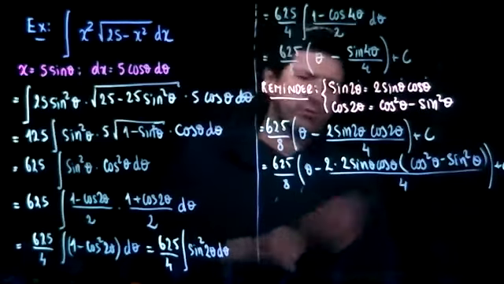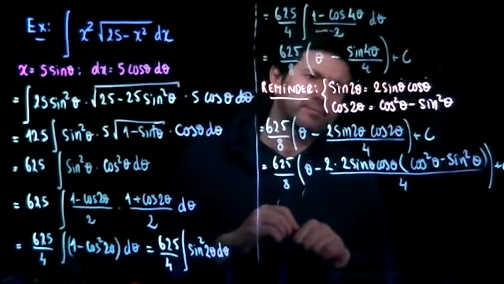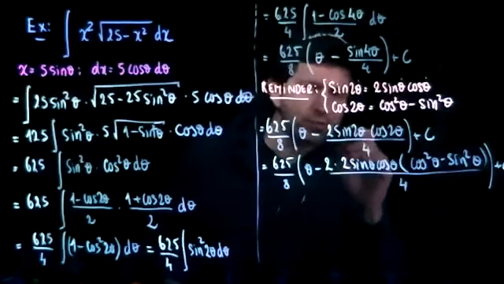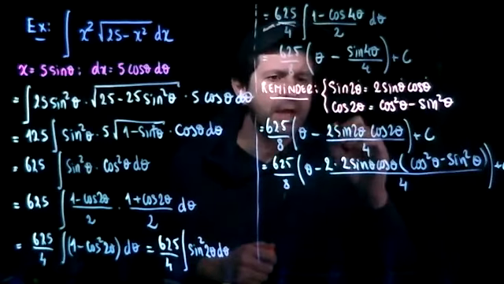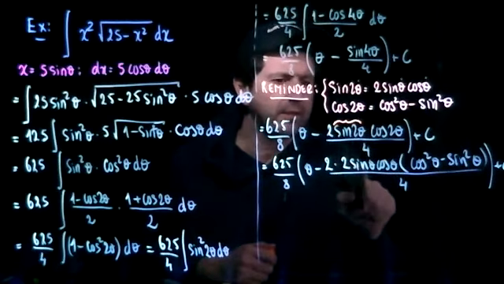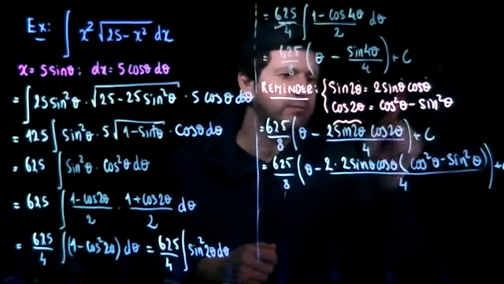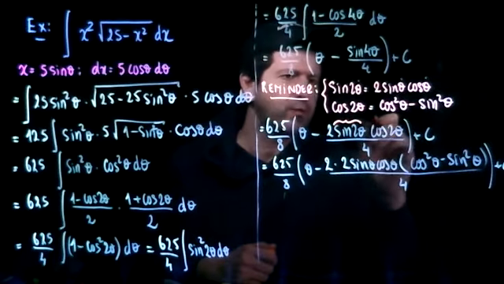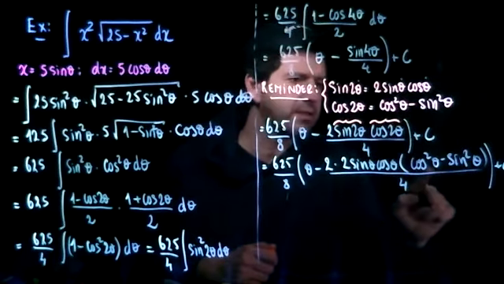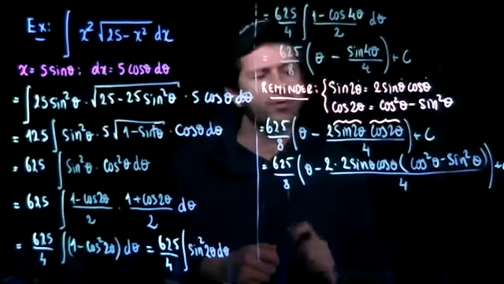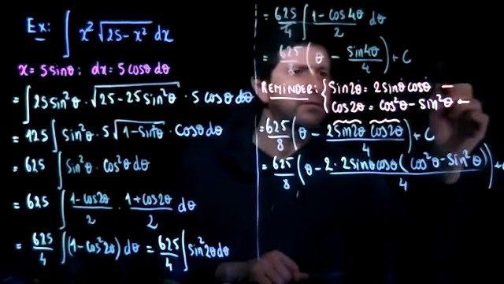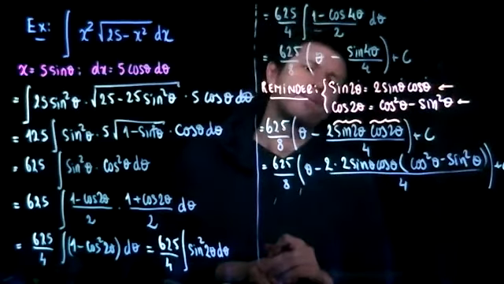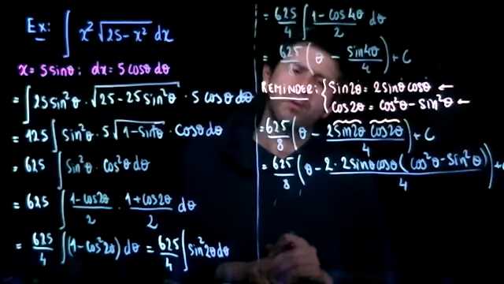Are there any questions so far? Yeah, sir, can you repeat what you just did? What I just did, I just replaced sine 2 theta by 2 sine theta cos theta, and I replaced the cos 2 theta by cos squared theta minus sine squared theta. I just use these two identities. You good? Yeah, thank you.